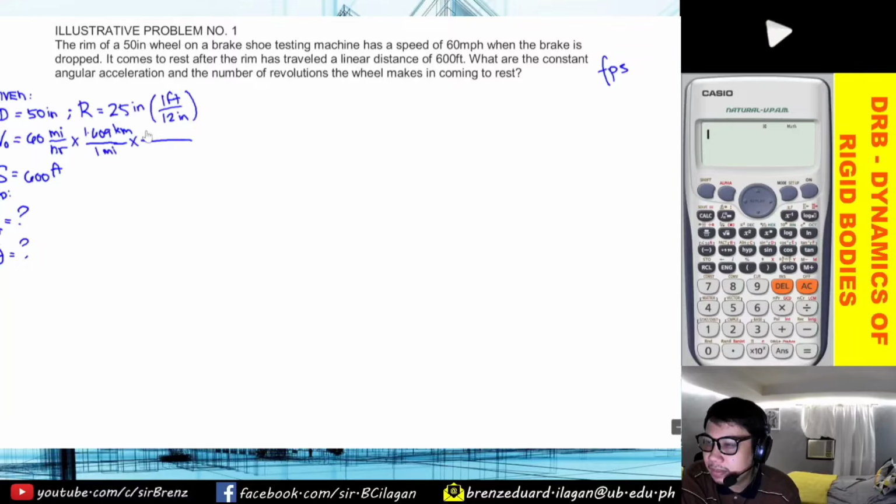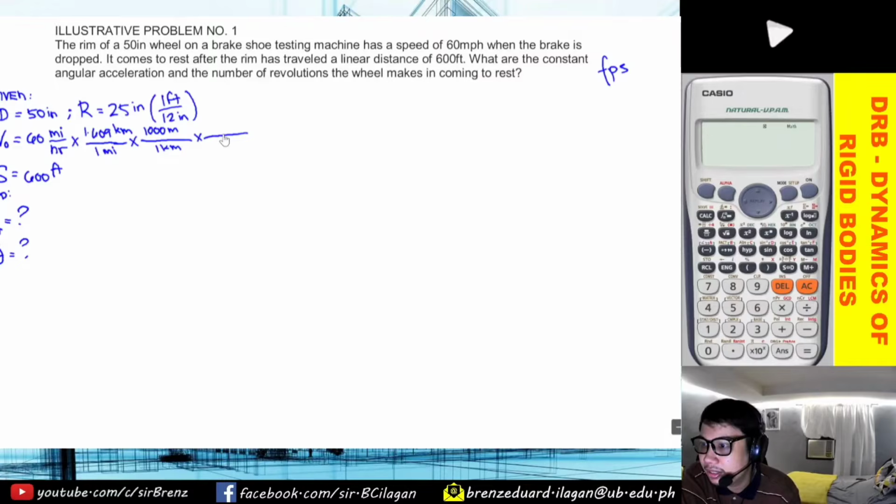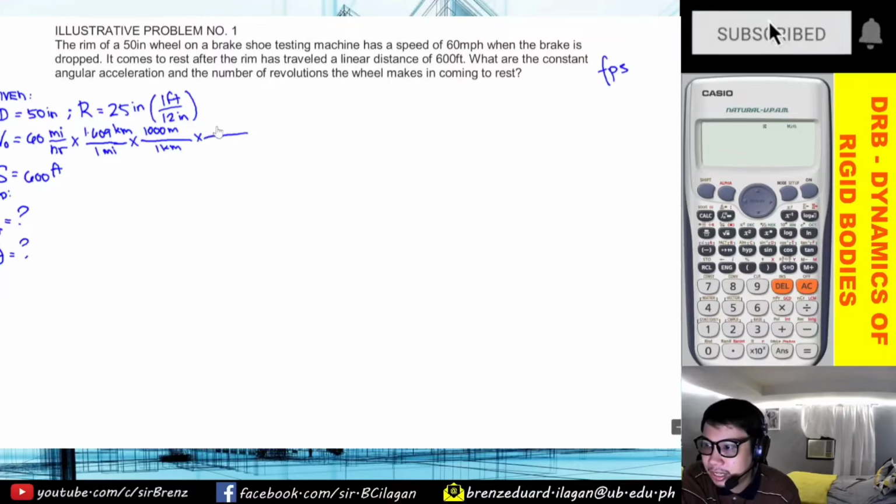So from kilometer, we all know that we have 1,000 meter in 1 kilometer. Medyo mahaba lang yung conversion ko, so again, meron din naman to sa ALQ. Hindi ko lang kabisado yung mga conversion table, pero simulan na rin natin.